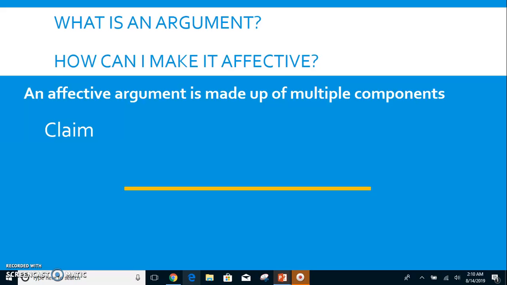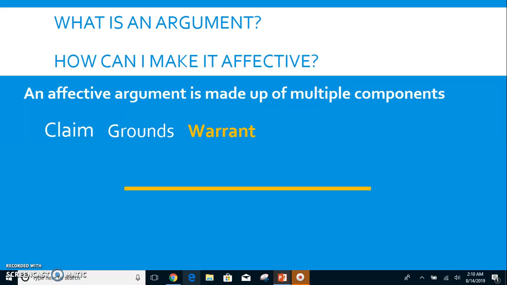Now, a claim needs to have grounds. Grounds is just a fancy word for evidence, for data, for facts, statistics, etc., and its job is to back up or support the claim. Okay? So these two components go hand in hand. You can't have an effective argument if you only make a claim. And you can't have an argument if you just have facts. You need both of them together.